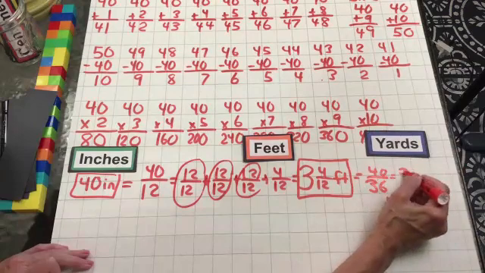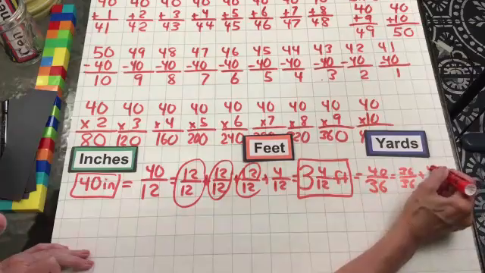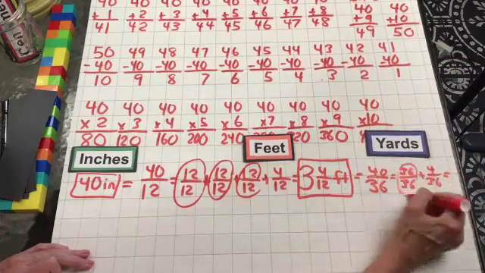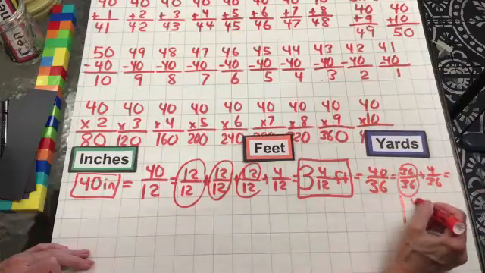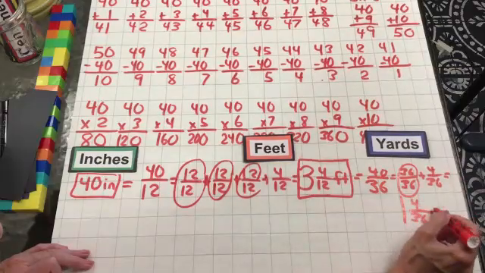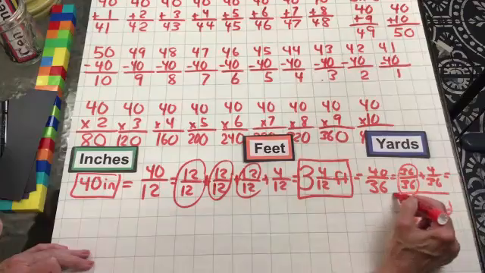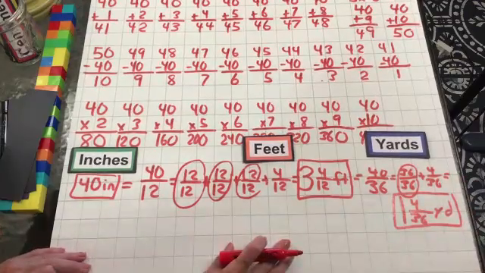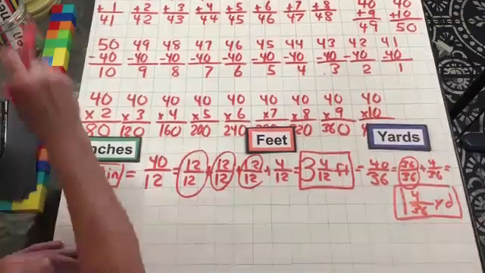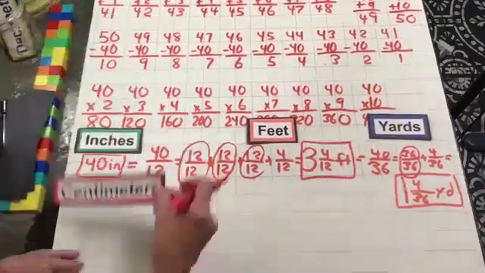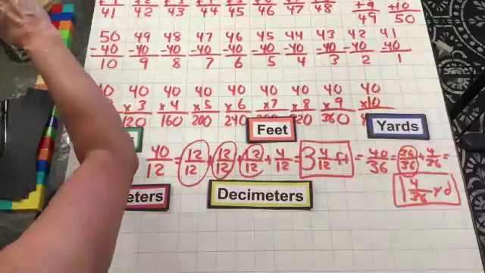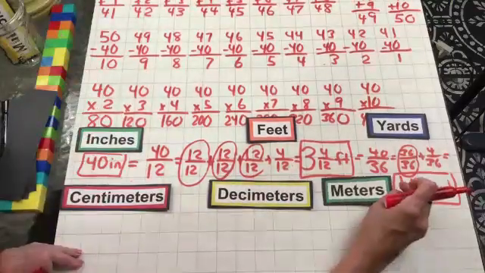So we have, breaking it down, 36 and 4, 36. So we have 1 whole and 4 36ths of a yard. Boom. Pretty good. All right, let's move on to our metric system, centimeters, decimeters, and meters.